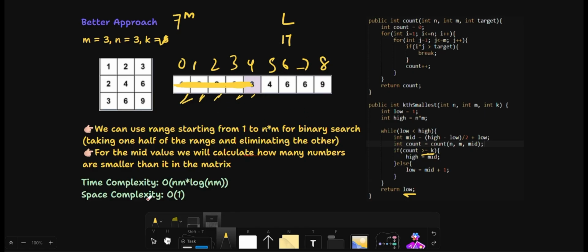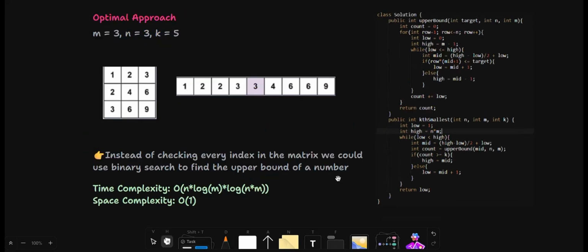So we are using n·m for calculating the position of that particular index, and log(n·m) for this particular binary search. So let's see how we can optimize this time complexity in the optimal approach. Space complexity is O(1), so we cannot further optimize the space complexity, but we can still further optimize the time complexity. So let's see the optimal approach.